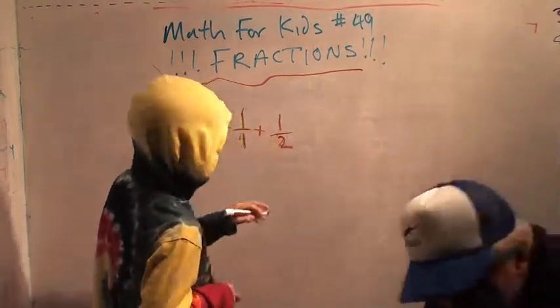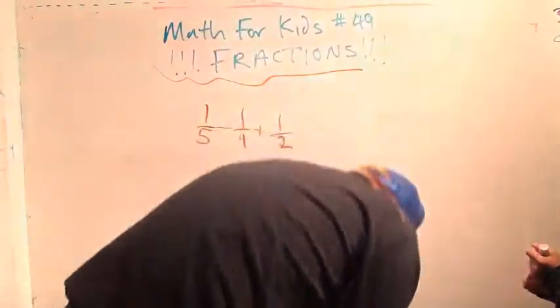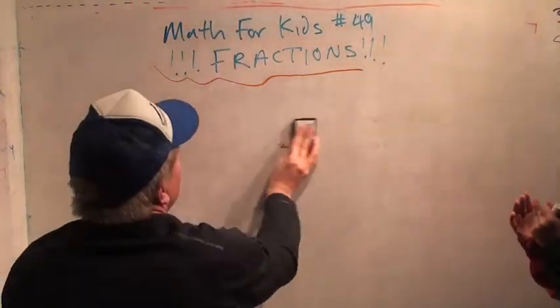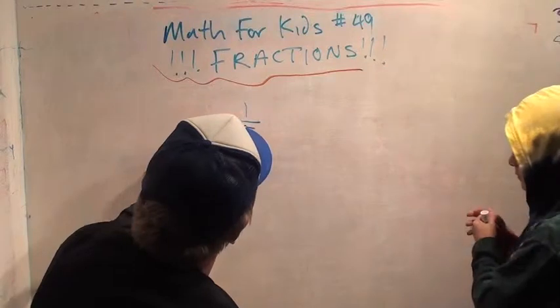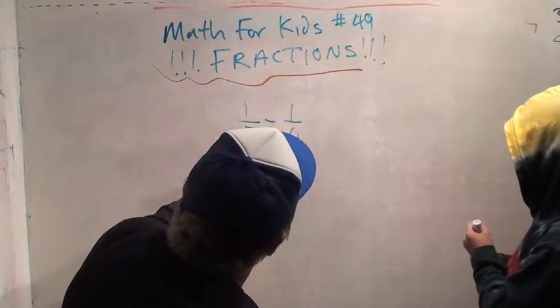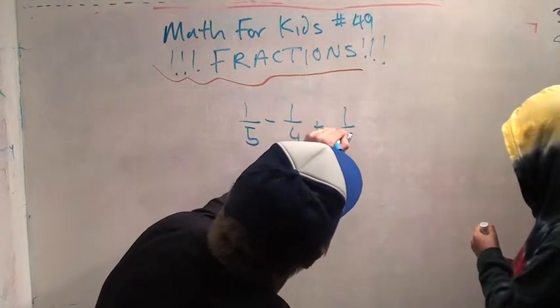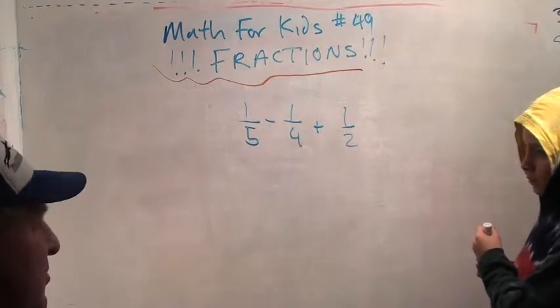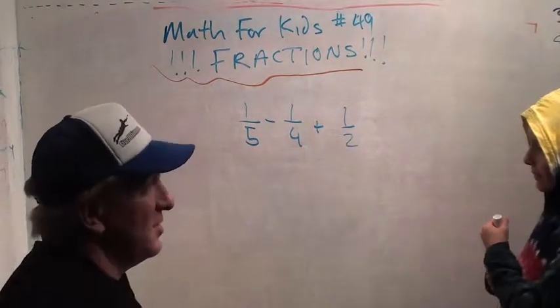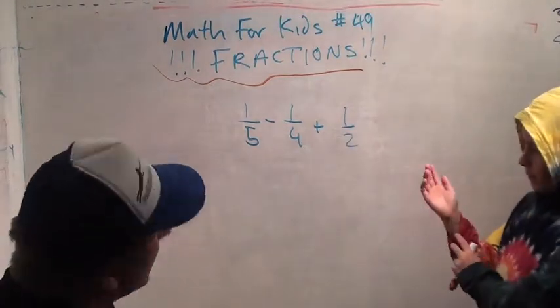Let's switch sides, because I'm gonna have you work this out, and I don't want you to block the camera. 1/5 minus 1/4 plus 1/2. Okay. Let's write it a little bigger. 1/5 minus 1/4 plus 1/2. This is pretty interesting. You picked a pretty tricky problem. All right. How are you going to do this?